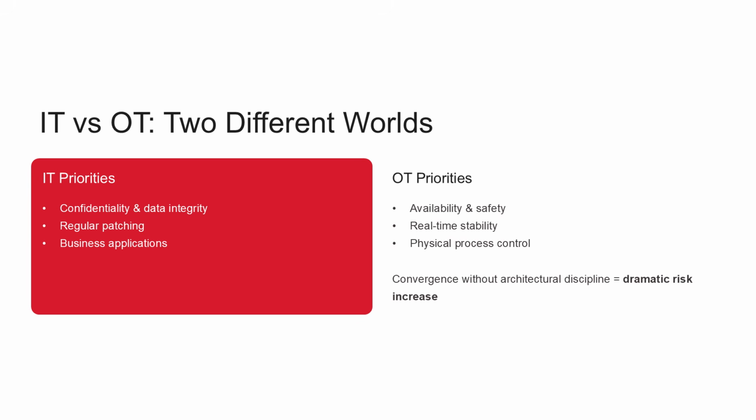In IT, patching systems regularly is expected. In OT, patching may require production shutdown. In IT, latency is manageable. In OT, milliseconds may matter. When IT and OT networks converge without architectural discipline, risk increases dramatically. For example, if corporate IT credentials are compromised and network boundaries are weak, attackers may pivot into OT environments. This convergence is one of the most dangerous architectural weaknesses in critical infrastructure sectors. As an architect, you must design explicit trust boundaries between IT and OT.